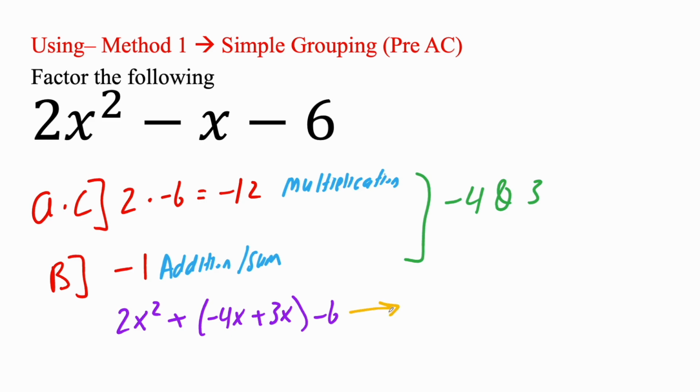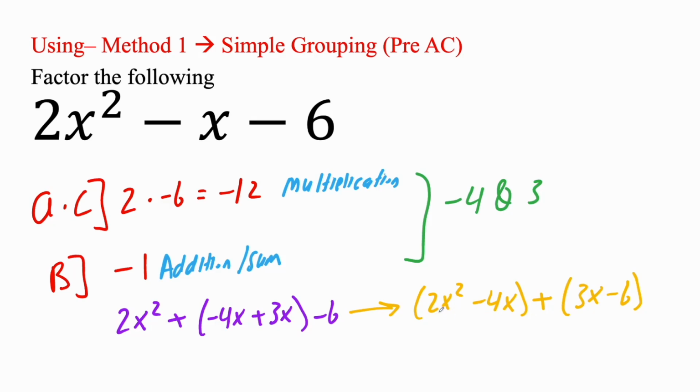And now we're going to do our grouping part. We're going to group the first two pieces and the last two pieces. So we have 2x squared minus 4x, close it, in between put a plus sign, parentheses, 3x minus 6. And now we're going to factor this piece and this piece.